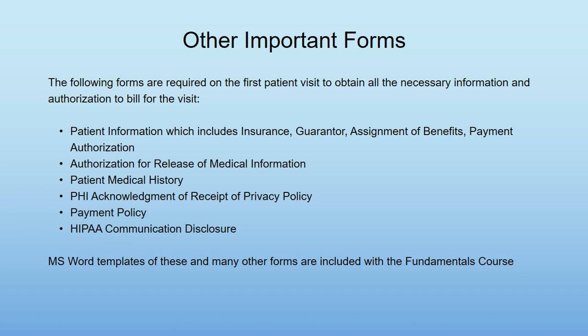Some of the other important forms that are required to be filled out on the first patient visit are the patient information form, which we showed a screenshot of earlier. That includes all the insurance, the demographic information, the guarantor, the assignment of benefits, signature, payment authorization. There's also the authorization for release of medical information, the patient medical history, the PHI acknowledgement form. The PHI stands for Protected Health Information. That's a term that's brought about and you see a lot more often now because of HIPAA. The payment policy of the practice and the HIPAA communication disclosure.